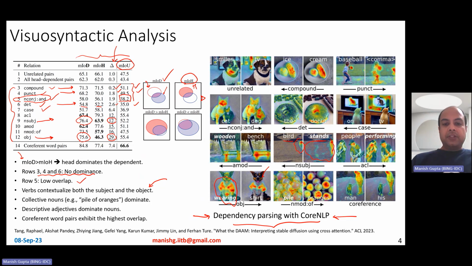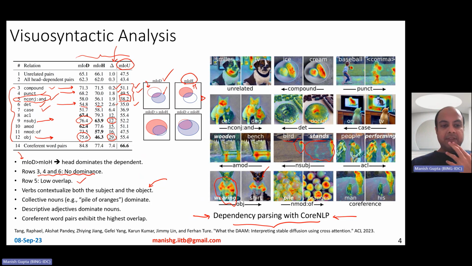So that basically means that when you're trying to express the meaning of a particular phrase, whether it is a noun-verb, an nsubj phrase, or a verb-object, an obj phrase, you observe that the verb is trying to capture lots of semantics from the image.